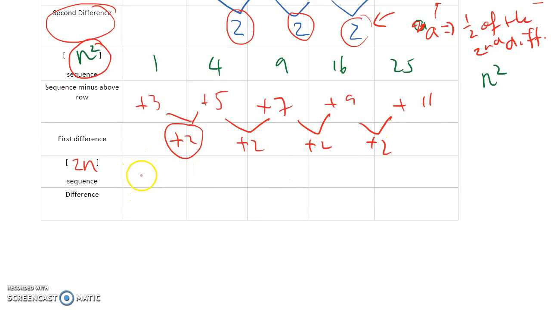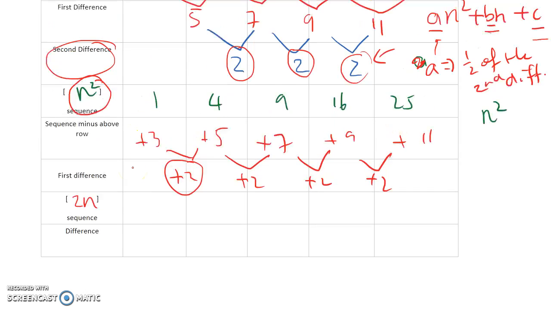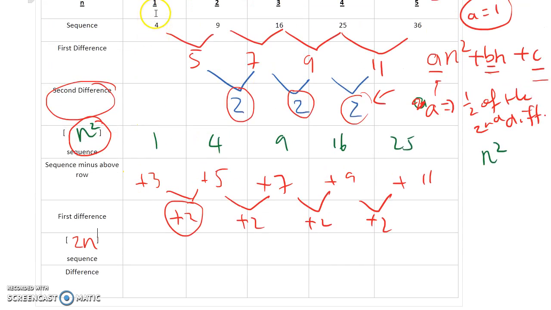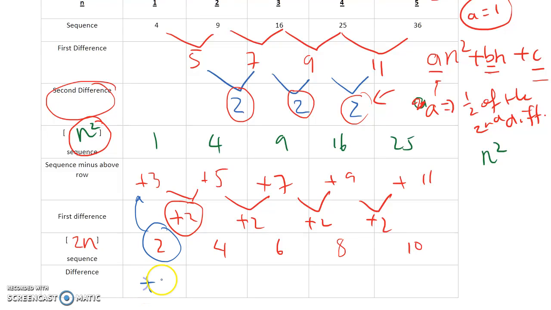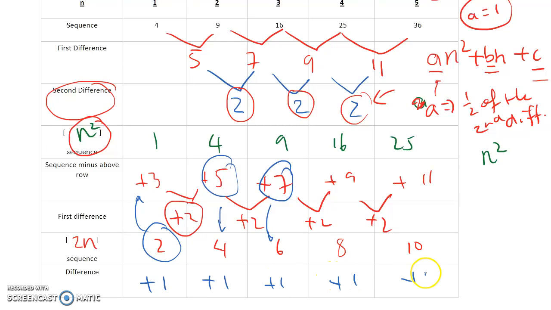So now let's look at our 2n sequence. So 2 times 1 will give me 2. 2 times 2 will give me 4, 6, 8, and then 10. So now I need to just find the differences once again. And so what's the difference between 2 and 3? It's plus 1. The difference between 5 and 4, plus 1. Difference between this and this, plus 1, plus 1, plus 1.